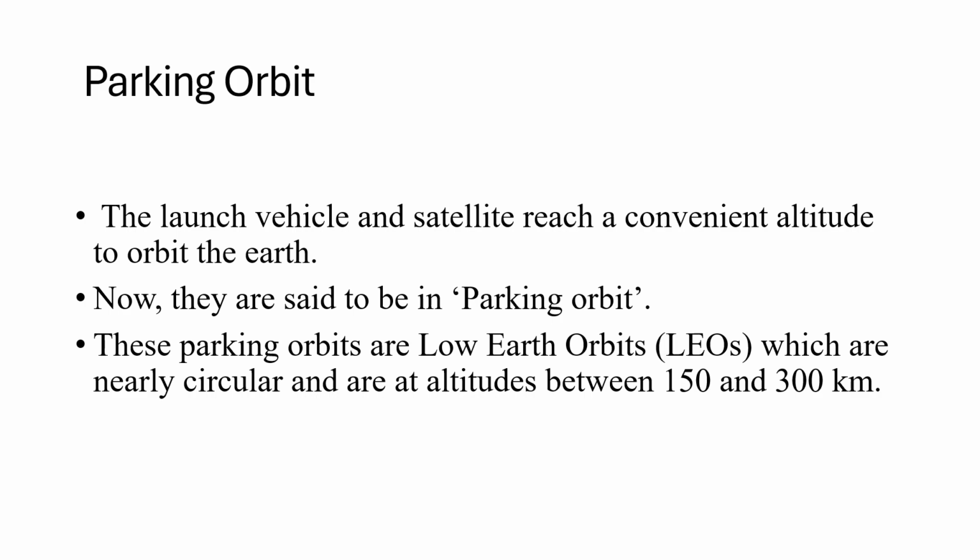First one is the parking orbit. In the parking orbit, the launch vehicle and satellite reach a convenient altitude to orbit the Earth. So now they are said to be in a parking orbit. Parking orbit is nothing but a low Earth orbit, which is nearly a circular orbit and whose altitude is between 150 to 300 kilometers.